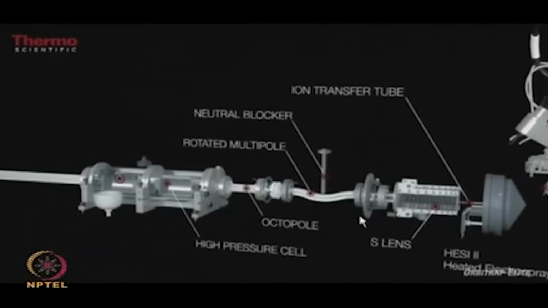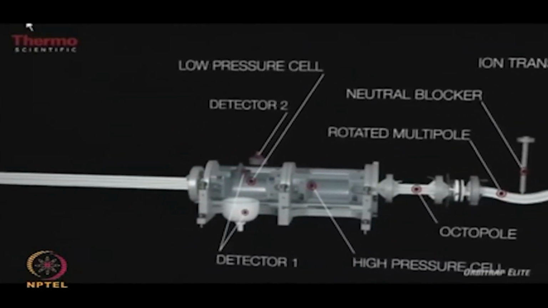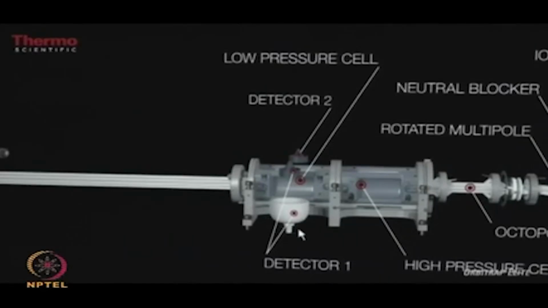After the transfer optics we have the transfer tubes, and we have the neutral blockers, which block the neutrals coming from the source. Then we have the octapole, and then the ion trap. In the ion trap we have two regions: one is a high pressure cell, the other a low pressure cell. Then on the radial there are two detectors, detector 1 and detector 2, which, when you work with the linear trap, can be used for the detection of ions from the linear trap.